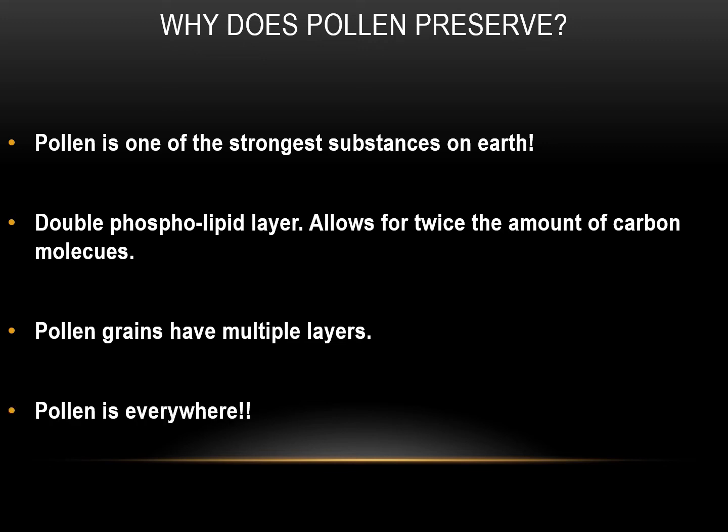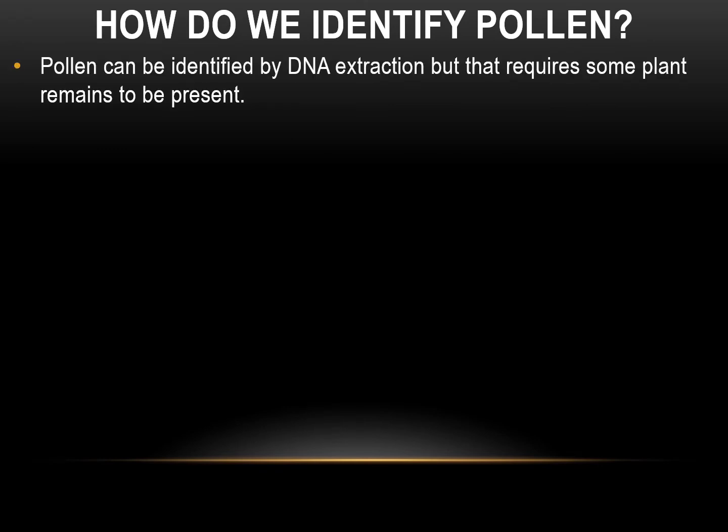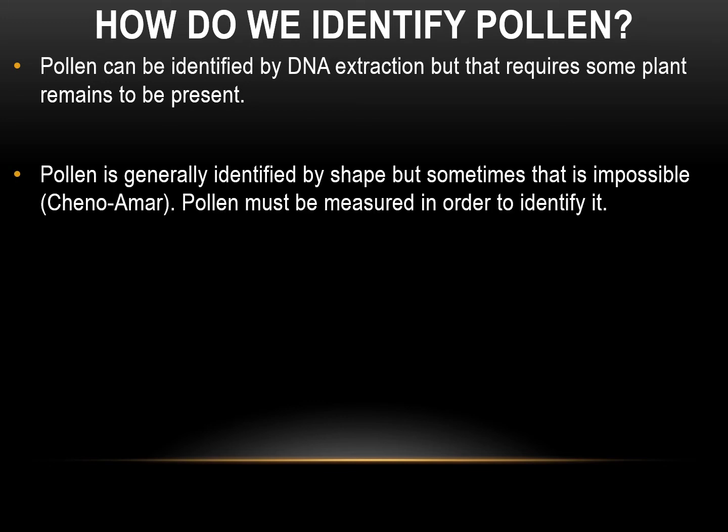So, and pollen is everywhere, right? All flowering plants produce pollen. So pollen can, in essence, be identified via DNA extractions, but that actually requires some plant remains to be present in order to identify it, and you can't get DNA from pollen itself. So pollen is generally identified by shape, but that could be impossible sometimes. The example I like to use is two plants, one called Chenopodium and one called Amaranth, right? So we may all kind of know Amaranth. It's kind of an ancient grain that has been increasing in popularity again.